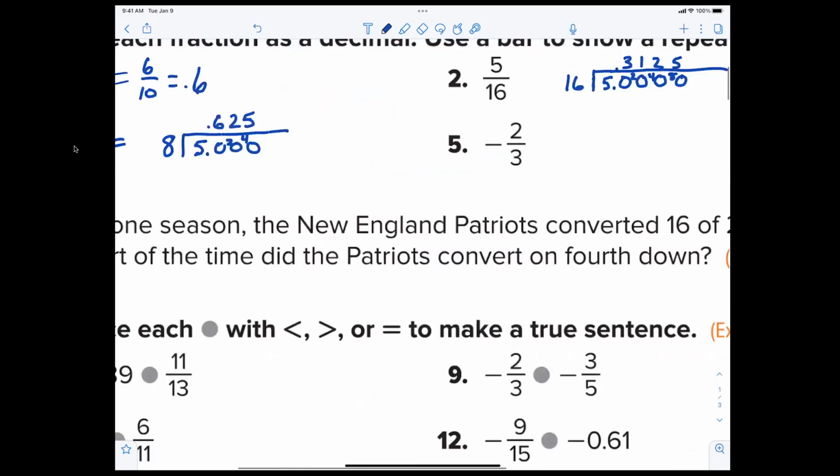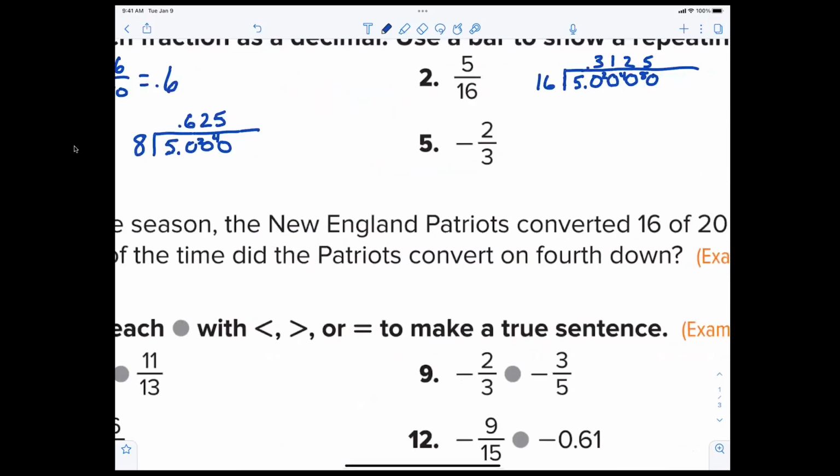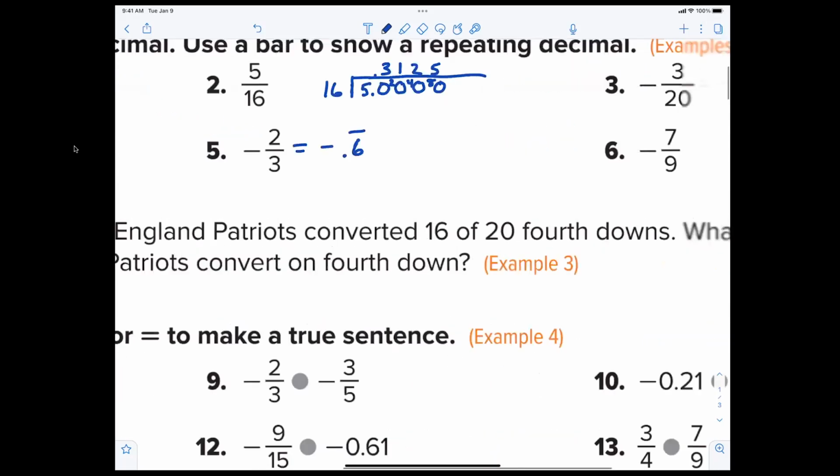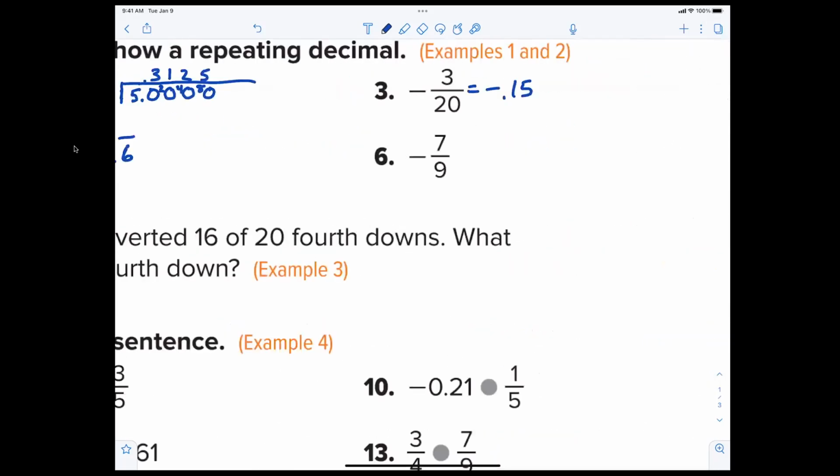All right, here we go. Number 5. We know this one. What do you think? You're awesome. -0.6 repeating. Thank you for that. All right, you're up. Thank you so much to those of you who are listening and paying attention.